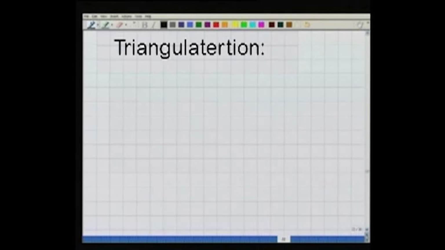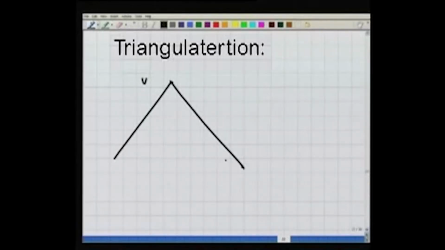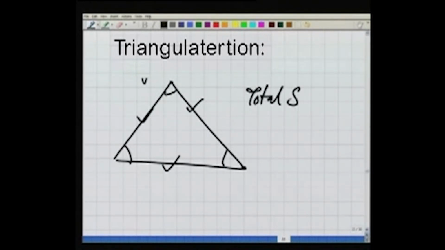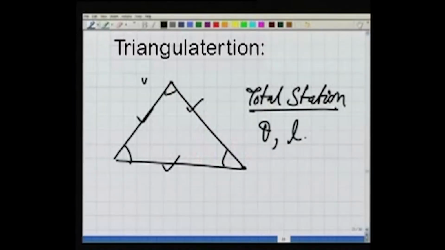Now we will try to see one more aspect of establishing control network, that is called triangulateration. Now as the name suggests, in this case the idea is we will be measuring all the lengths as well as all the angles. Now we have an instrument which is called total station. We have seen this instrument also, and it is possible with the total station that you can simultaneously measure the angles as well as the lengths.